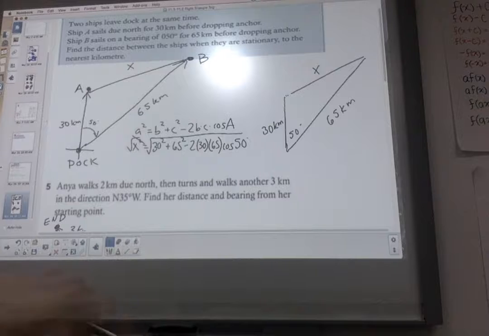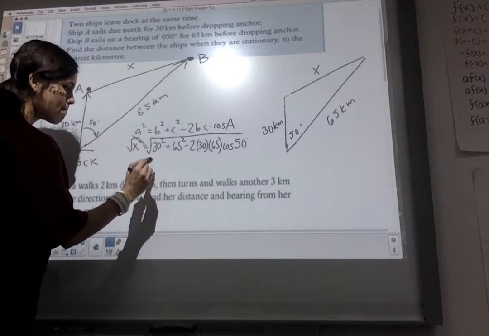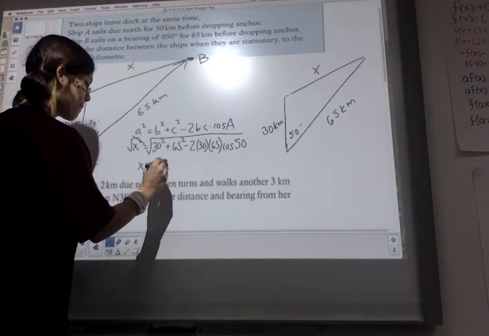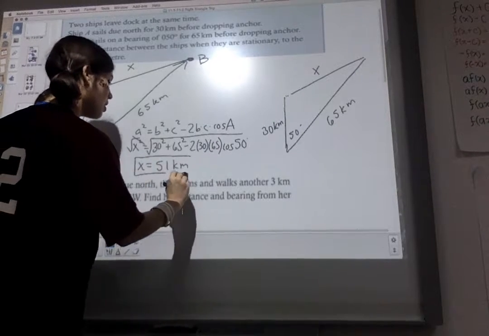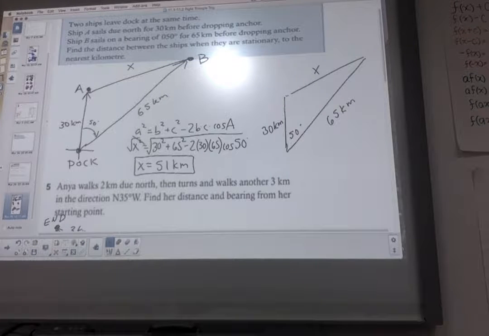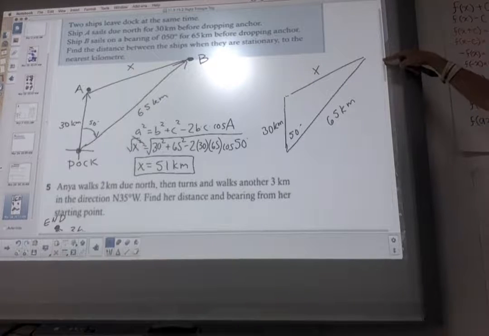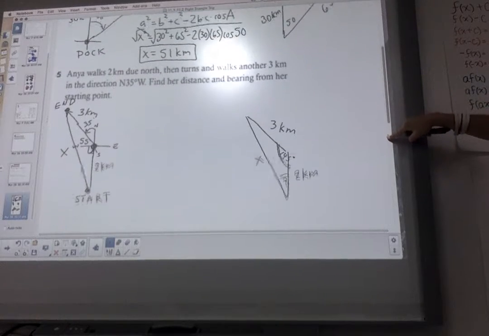Okay, can somebody just plug all that in? 51.7. But it's asking to the nearest kilometer, so that's 51 kilometers. And then just double check that you answered the question, because sometimes they also ask you for the bearing. Find the distance between the ships when they are stationary to the nearest kilometer. Okay, so we're done. Okay, let's go to the second one. It's 51.16, but it says round to the nearest kilometer, so that's why we just put 51. Okay, the next one.